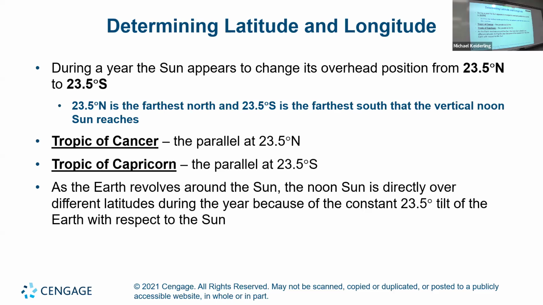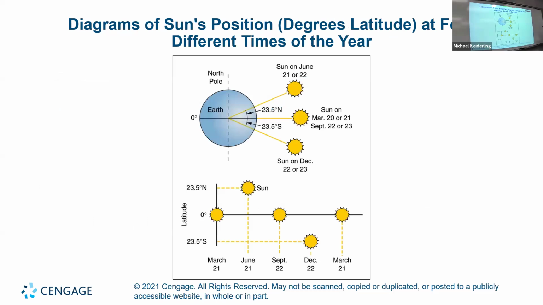And as the Earth revolves around the sun, the noon sun is directly over different latitudes during the year because of the tilt of the Earth by 23.5 degrees with respect to the sun. That is what causes the seasons, the tilt of the Earth. So in the summer the sun is over the northern hemisphere, so the northern hemisphere gets more sun and is warmer. In the winter, the sun is over the southern hemisphere, so the northern hemisphere gets less sun and it's colder. Mostly it has to do with the angle of the light from the sun, but that is what causes the seasons.